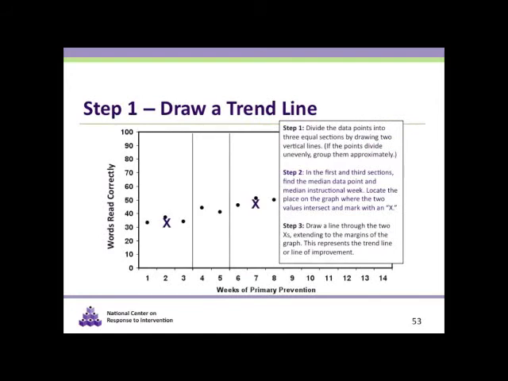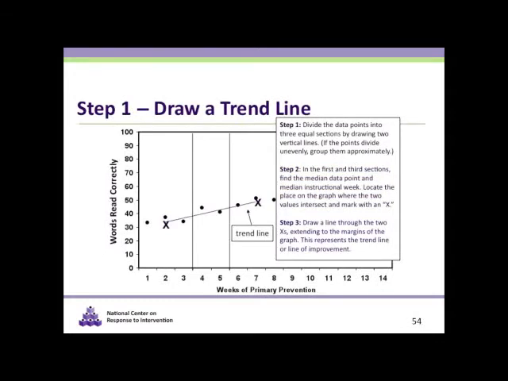In the first and third sections, find the median data point and median instructional week. Locate the place on the graph where the 2 values intersect and mark with an X. Draw a line through the 2 X's.